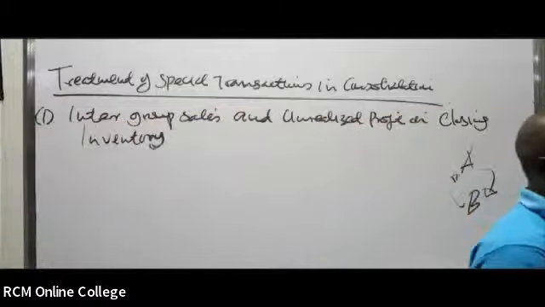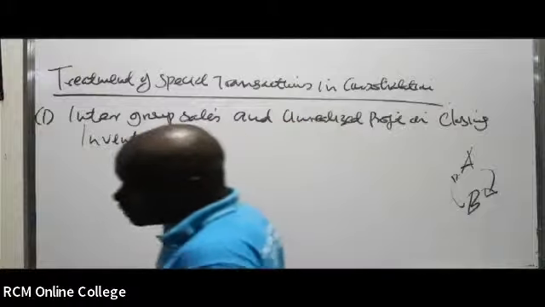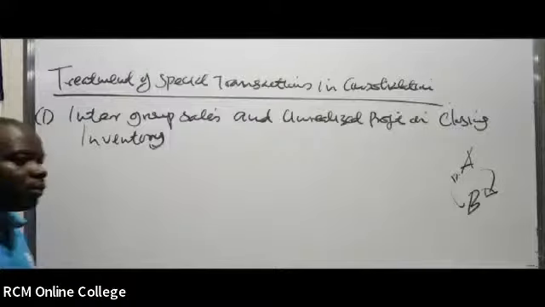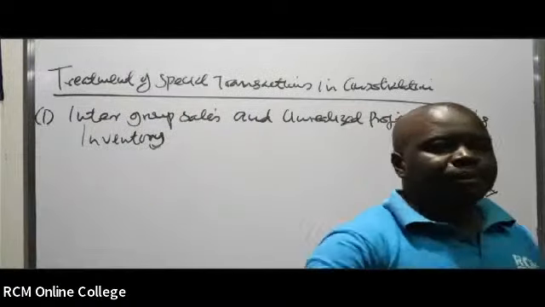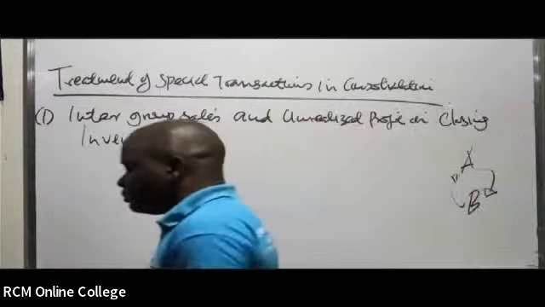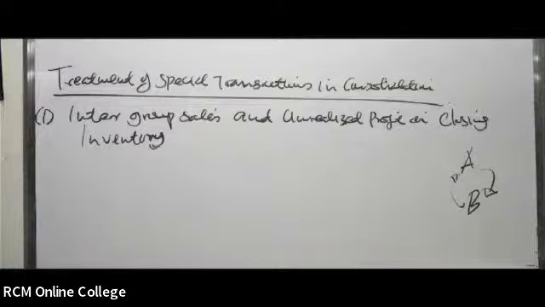This occurs where a member of the group sells goods to another member of the group. And of course, when you talk about members of the group, we're talking about what? Either the holding company, the associate, or the subsidiary. If this happens, then what will be the treatment of this kind of a transaction?